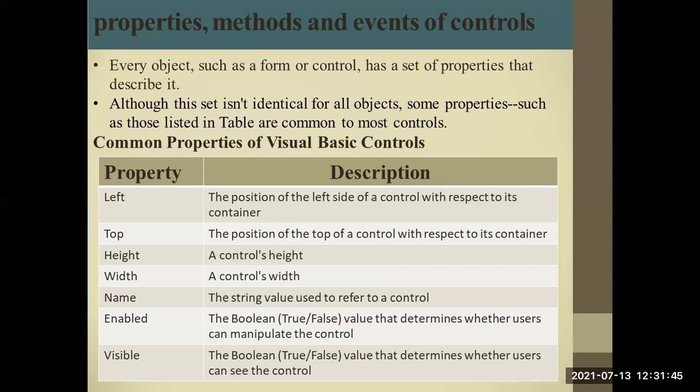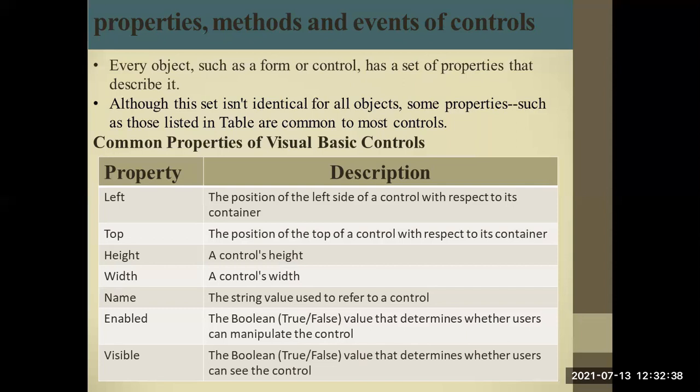So first of all, you need to understand the object structure. A form or a control has a set of properties that describe it. Whatever you create, whether you create a form or any control, it is described with the help of certain properties. These properties are not the same for all objects, but some properties are common to most of the controls or forms.